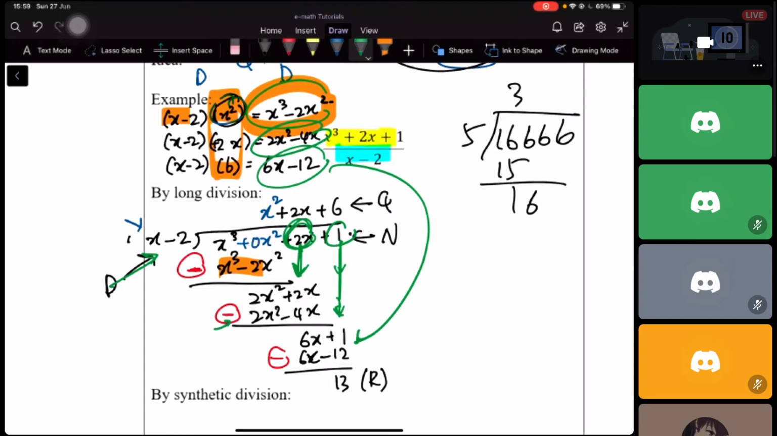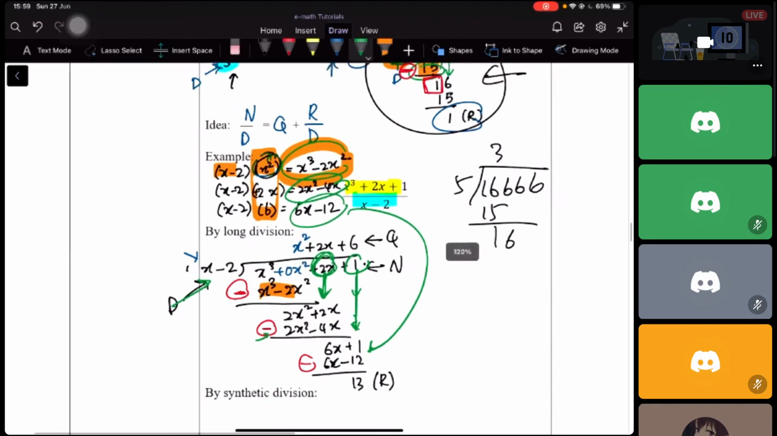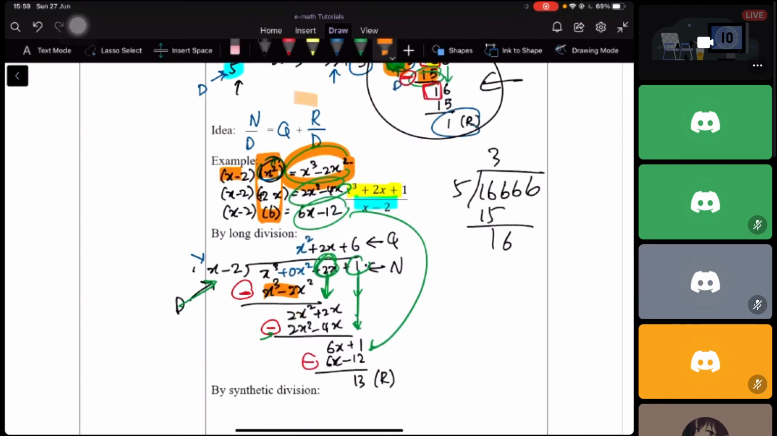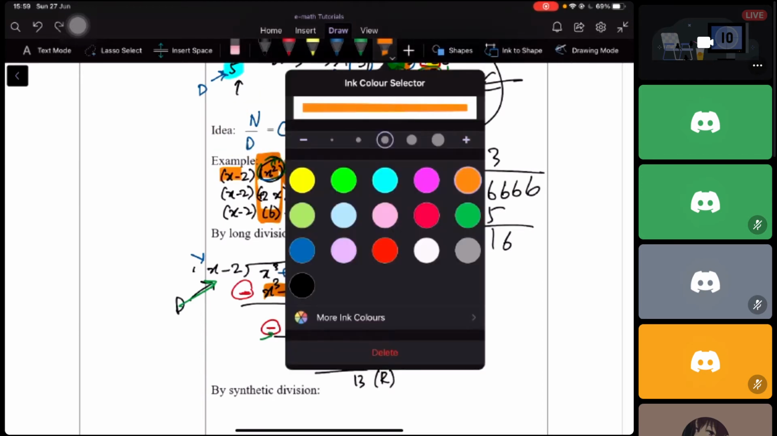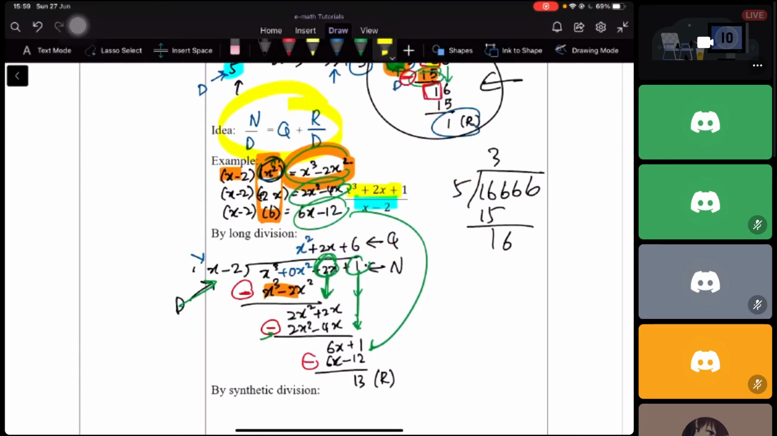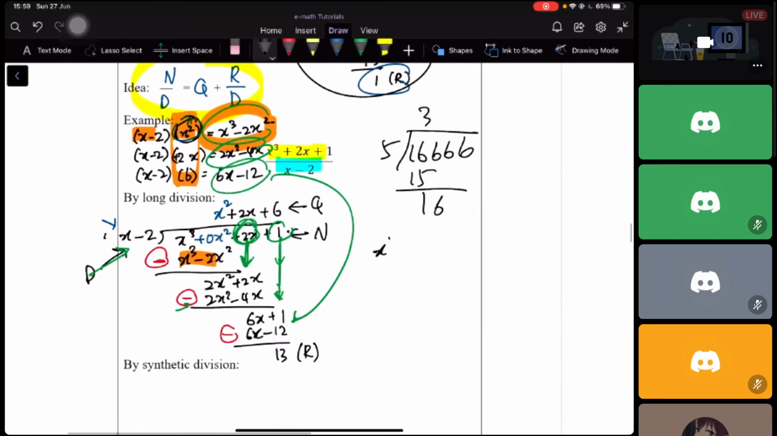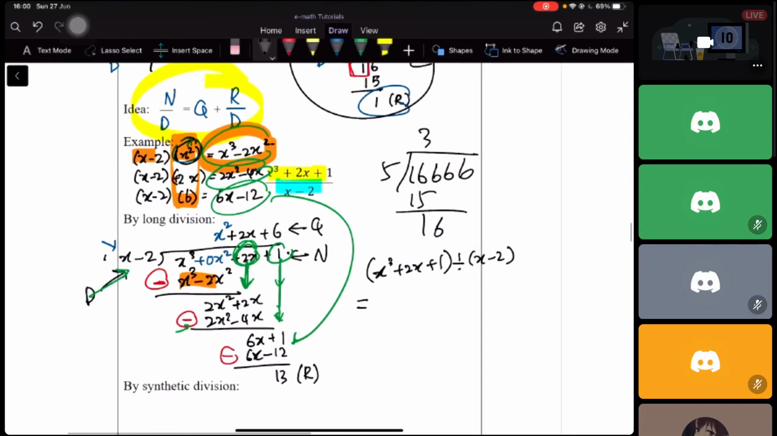Okay, so this is long division, but this is not all. Remember, just now we established that numerator divided by denominator is quotient plus remainder over denominator. So if you like, you can also write x cubed plus 2x plus 1 divided by x minus 2 as the quotient. Who's your quotient? x squared plus 2x plus 6, isn't it? This is your quotient. Plus remainder. Who's your remainder? 13. Over, who's your denominator? x minus 2. And that's it. This is the procedure of long division or division of polynomials.